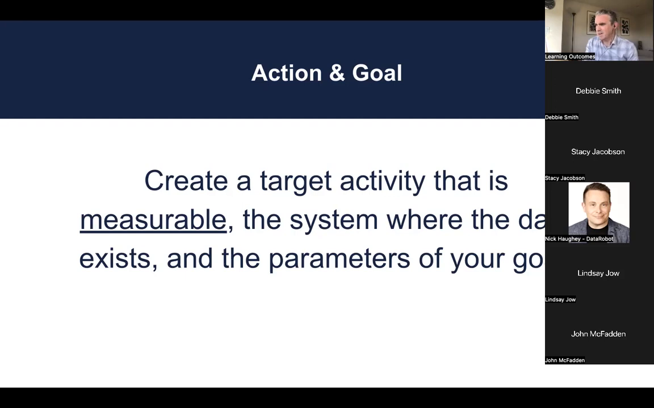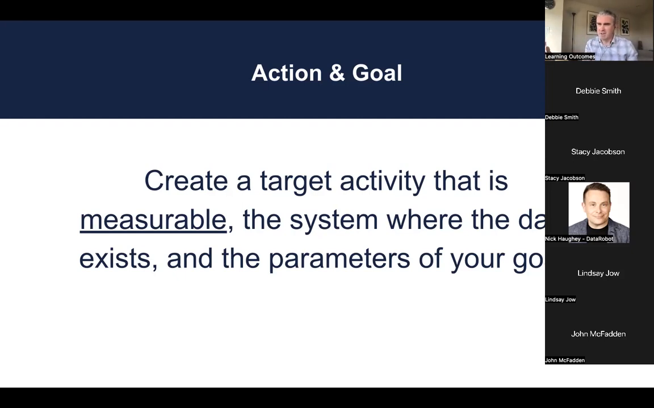So I might say we get 100 of these a month, and what I want to do is try to get that to like 500 a month. Right. So that's my objective. I define that goal. I've told you what the action is. I've told you the system where I'm getting the data from, and I've told you what the components of that are.